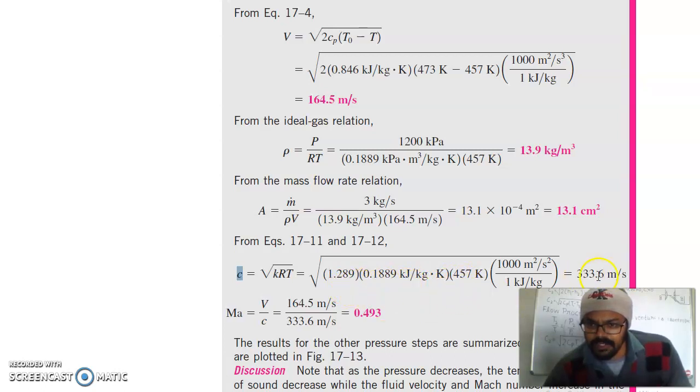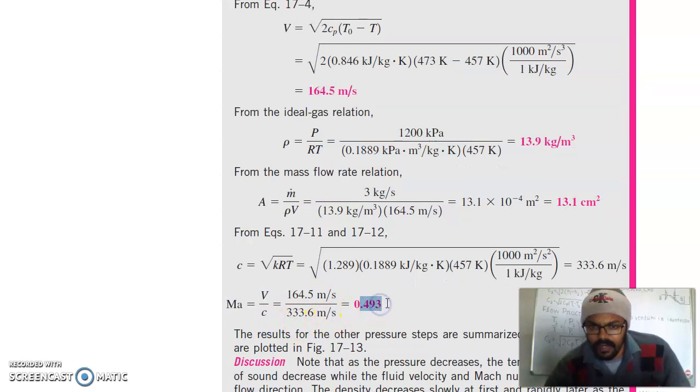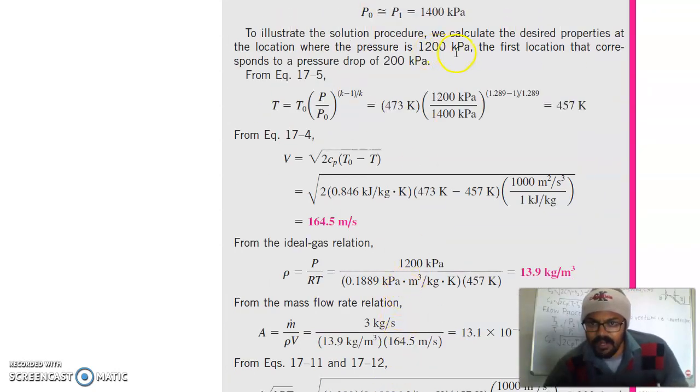So it is 333.6 meters per second, and the Mach number is the ratio of the velocity of the gas to the velocity of sound. So the Mach number is 0.493, and these are the calculations we have taken here for 1200 kilopascal. We will repeat this calculation for 1000 kilopascal, then for 800 kilopascal, and so on up to 200 kilopascal, in steps of 200 kilopascal.